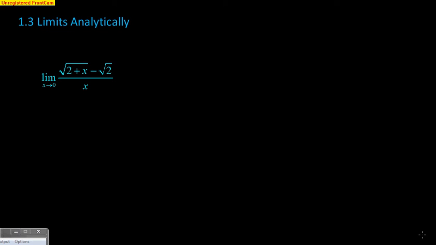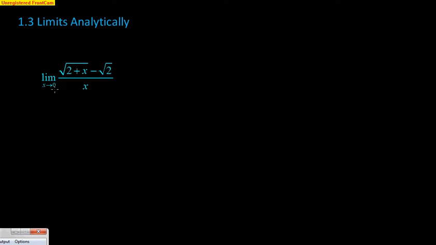I wanted to put together a video for my calculus class. This is section 1.3 where we are doing limits from an analytical approach, which means an algebraic approach. So I have three examples that usually some version of these show up quite a bit. And so we take a look at the first one here. And we have the limit as x approaches 0, radical 2 plus x minus radical 2 all over x.